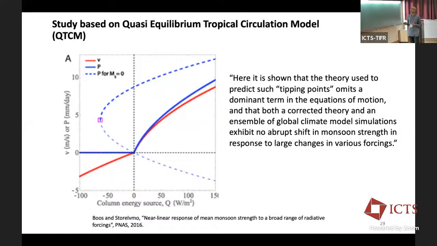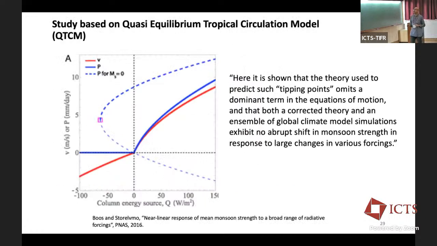Here's a quote: it's shown that the theory used to predict such tipping points omits a dominant term in the equations of motion, and that both a corrected theory and an ensemble of climate model simulations exhibit no abrupt shift in response to large changes in forcing. And so this is the case without vertical stratification, this dominant term. This is the case with stratification. And as you can see, there is no bifurcation here.